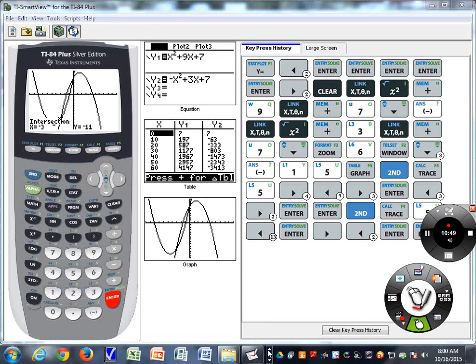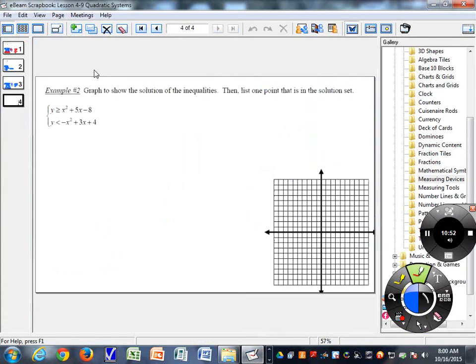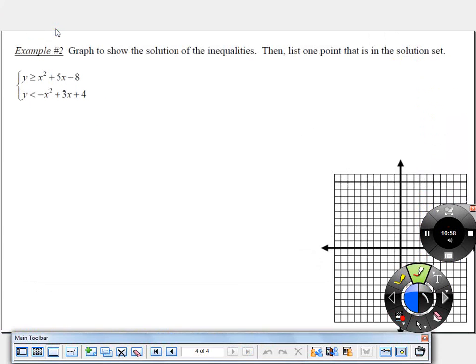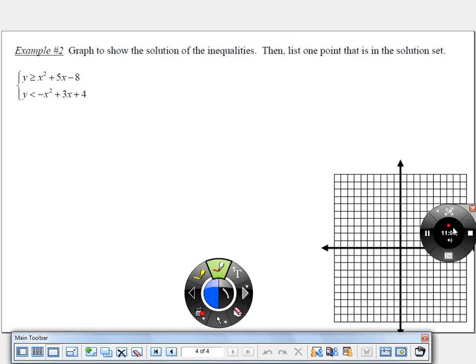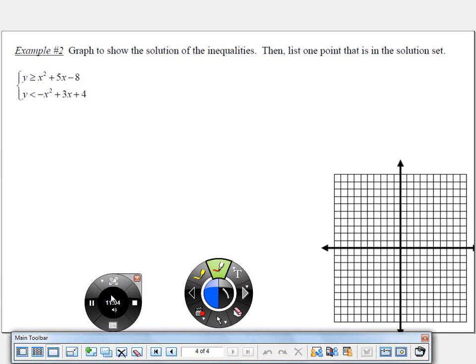Okay. And then on your note guide, the last thing I want to do is look at if they are inequalities. And for this, basically, you're graphing both inequalities together like you would if you were just graphing one. There's just two of them. So for my first equation, the y is greater than or equal to x squared plus 5x minus 8. You would find the vertex, and when you use negative b over 2a, you should get negative 5 over 2, and when you plug that back in, you should get negative 57 over 4.